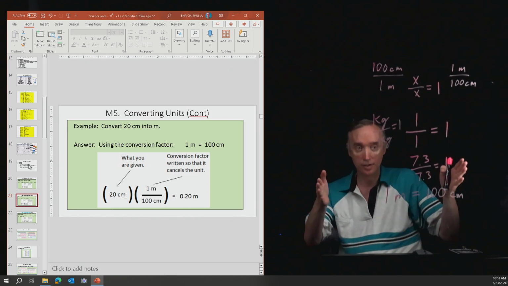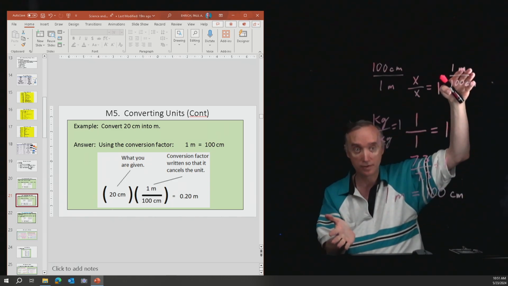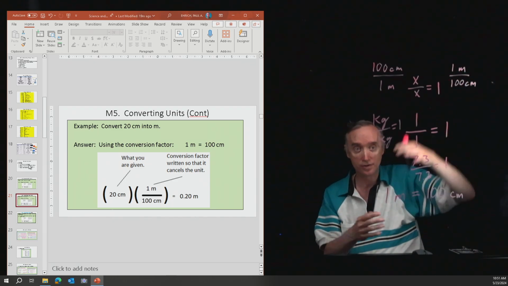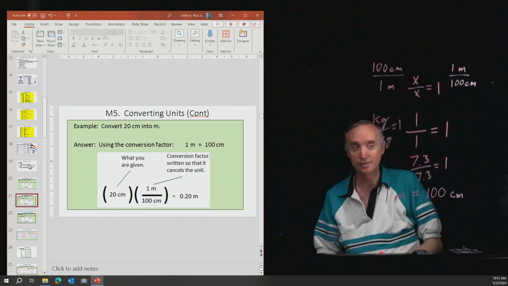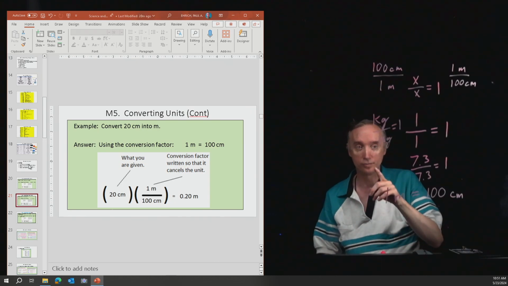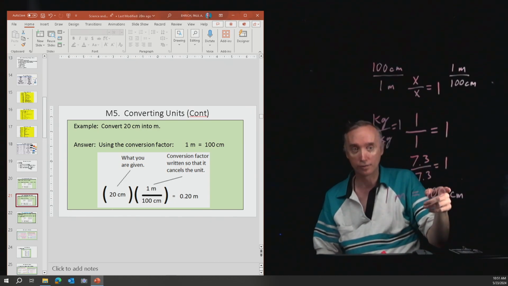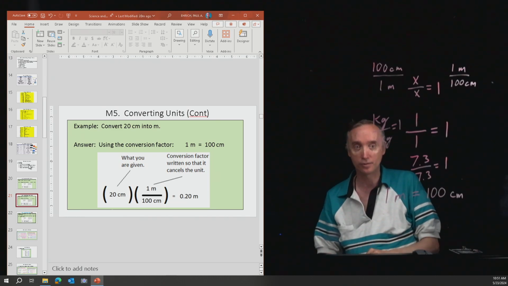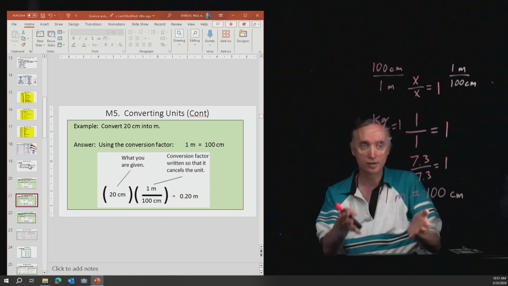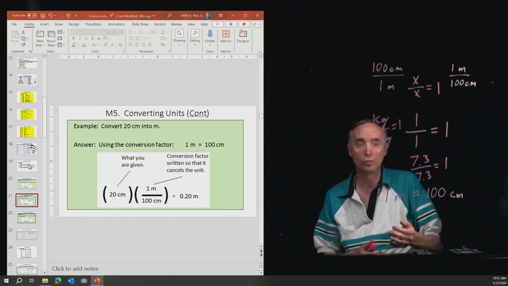So if you remember, the meter stick was about this big, and the numbers on it were called the centimeters, and they went from 0 to 100. So there's 100 centimeters inside of 1 meter. In our first set of parentheses, we're going to write down what we started with: 20 centimeters.